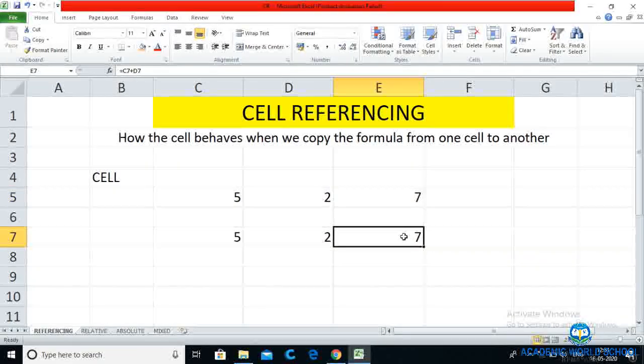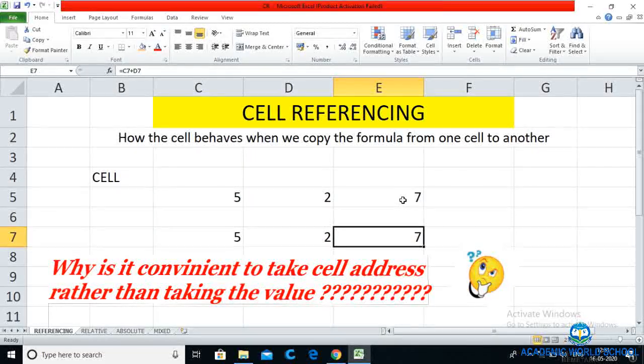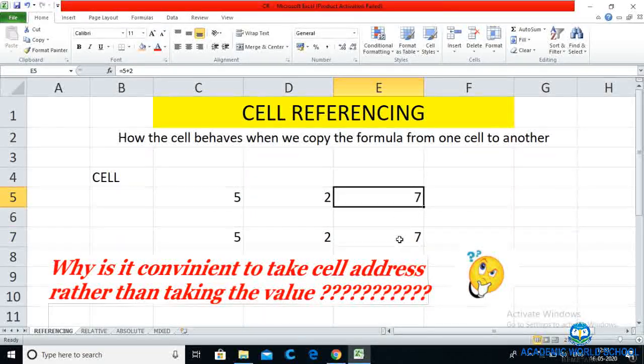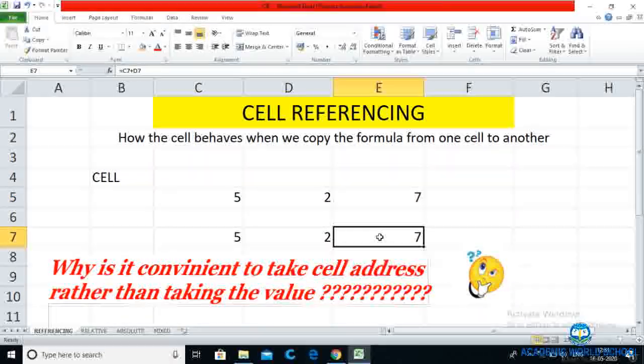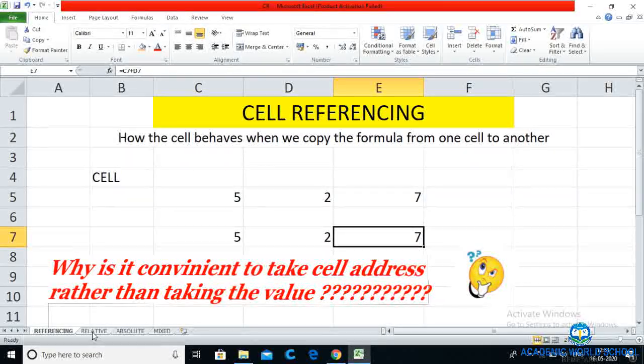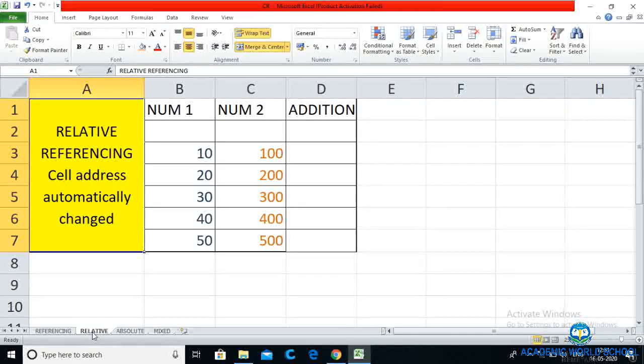But the question might be coming to your mind: why give the cell address when we are just taking the value and getting the result? What is the need of taking the cell address in place of the cell value? You will get the answer after the explanation of relative referencing. Hold on for a while. You will get the answer definitely.